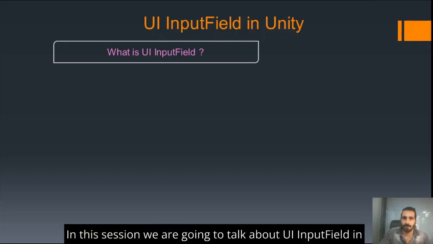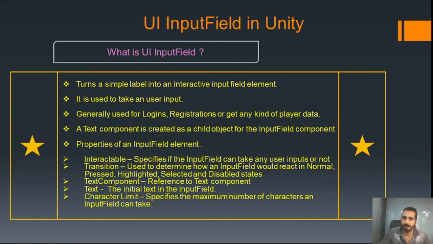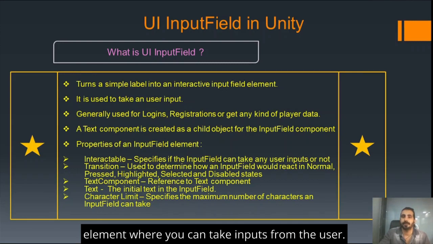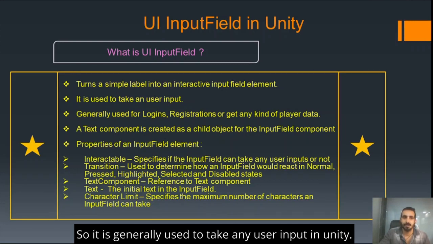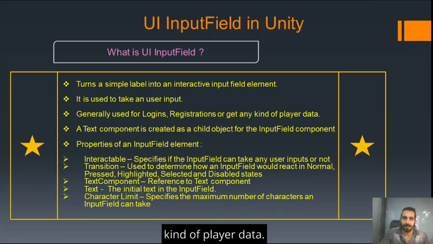In this session, we're going to talk about UI input field in Unity. Basically, it turns a simple label into an interactive input field element where you can take inputs from the user. So it is generally used to take a user input in Unity. Generally, it is used for logins, registrations, or to get any kind of player data.